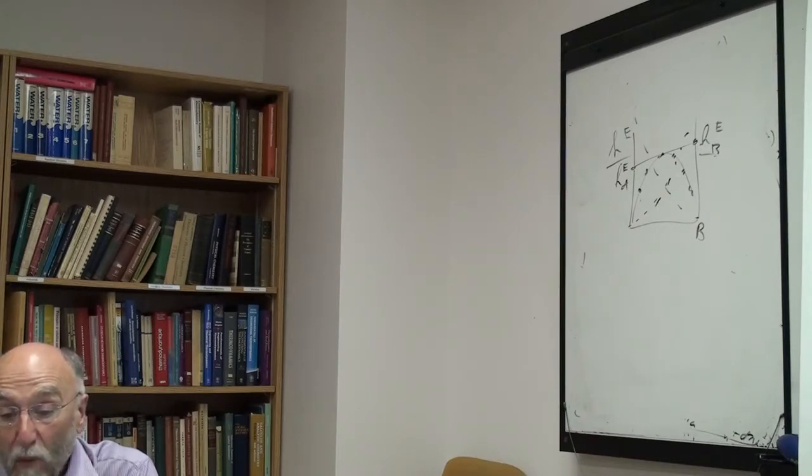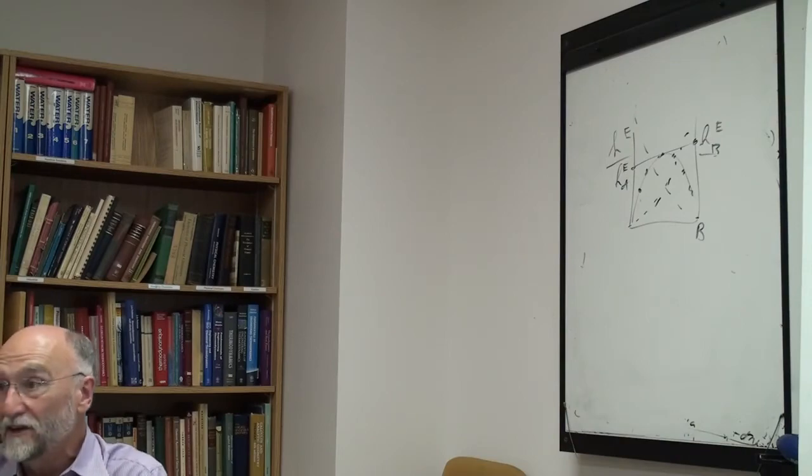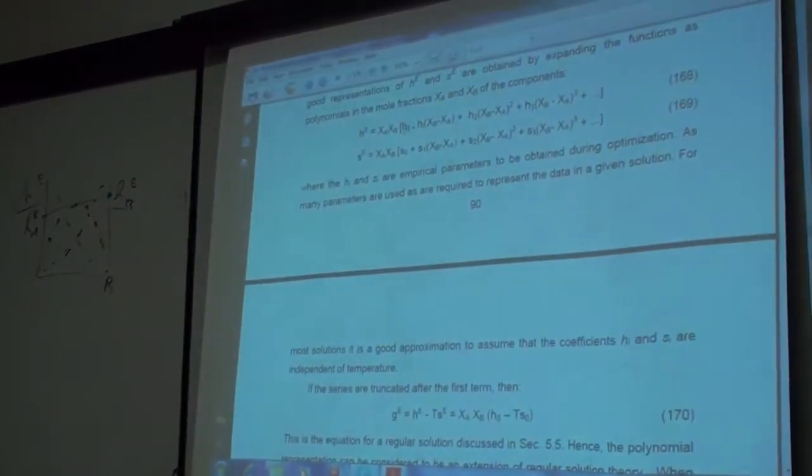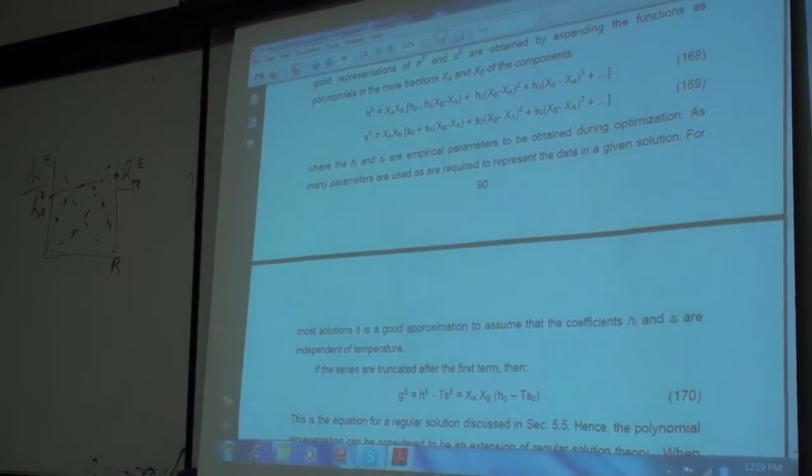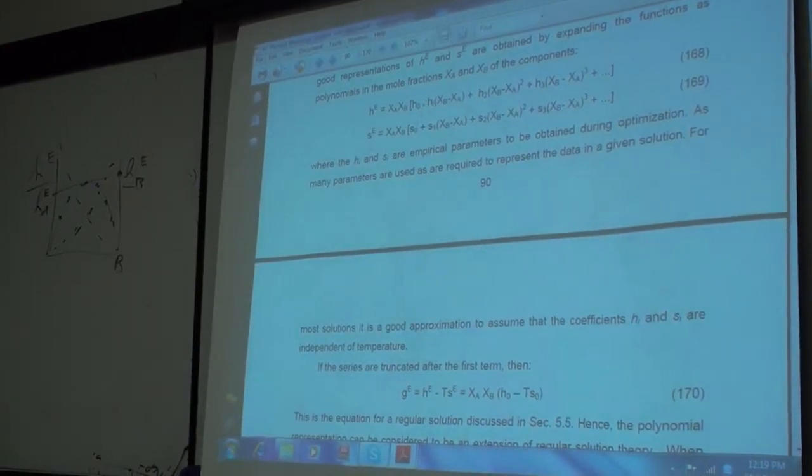Okay, so I'm trying to find one set of coefficients, H0, H1, H2, H3, which fit all the data simultaneously. So in a simple way, that's what's going on. I have one set of parameters. For the GXS for the liquid phase, you have the H parameters and you have the S parameters. So the Hi and the Si parameters together are the GXS parameters.